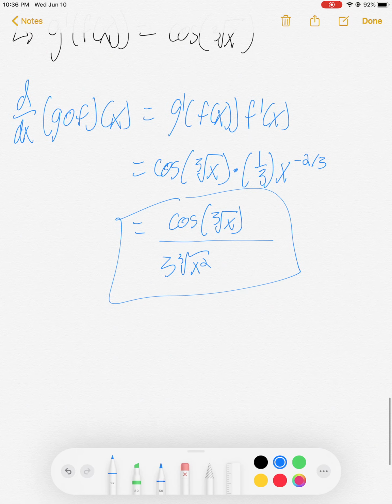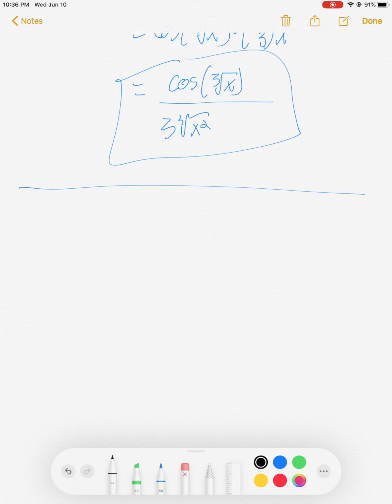So the point of this problem is that it demonstrates the power of the fundamental theorem of calculus. It gives us two different ways of going about doing this, and everything works out exactly the same.